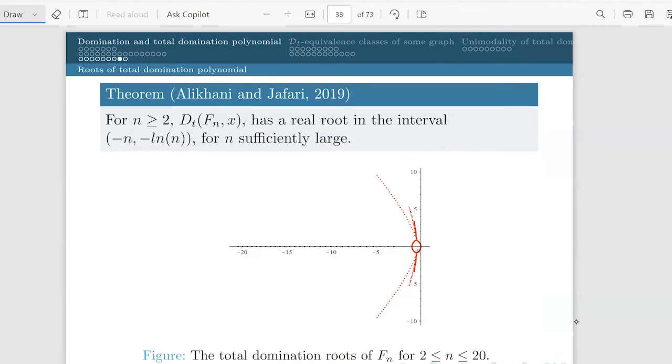Let me say that it is very interesting that the set of roots of the domination polynomials of all graphs is dense in the plane. So we think that this is true also for the total domination polynomial.